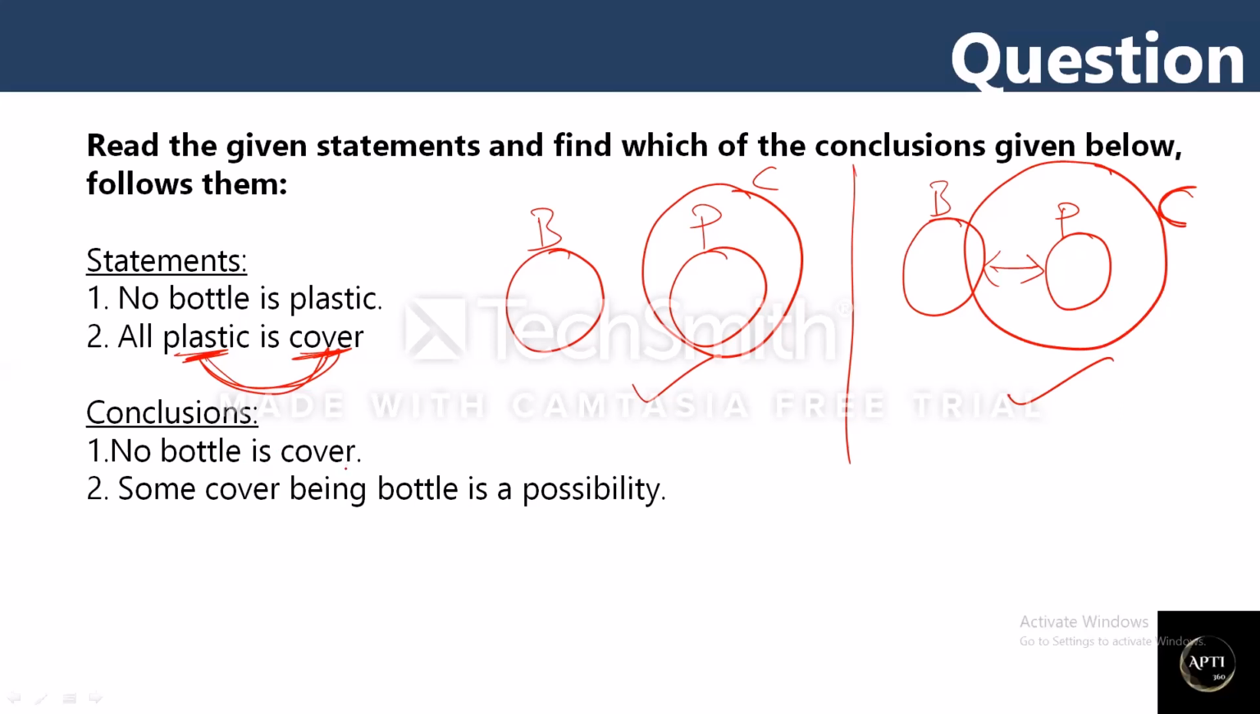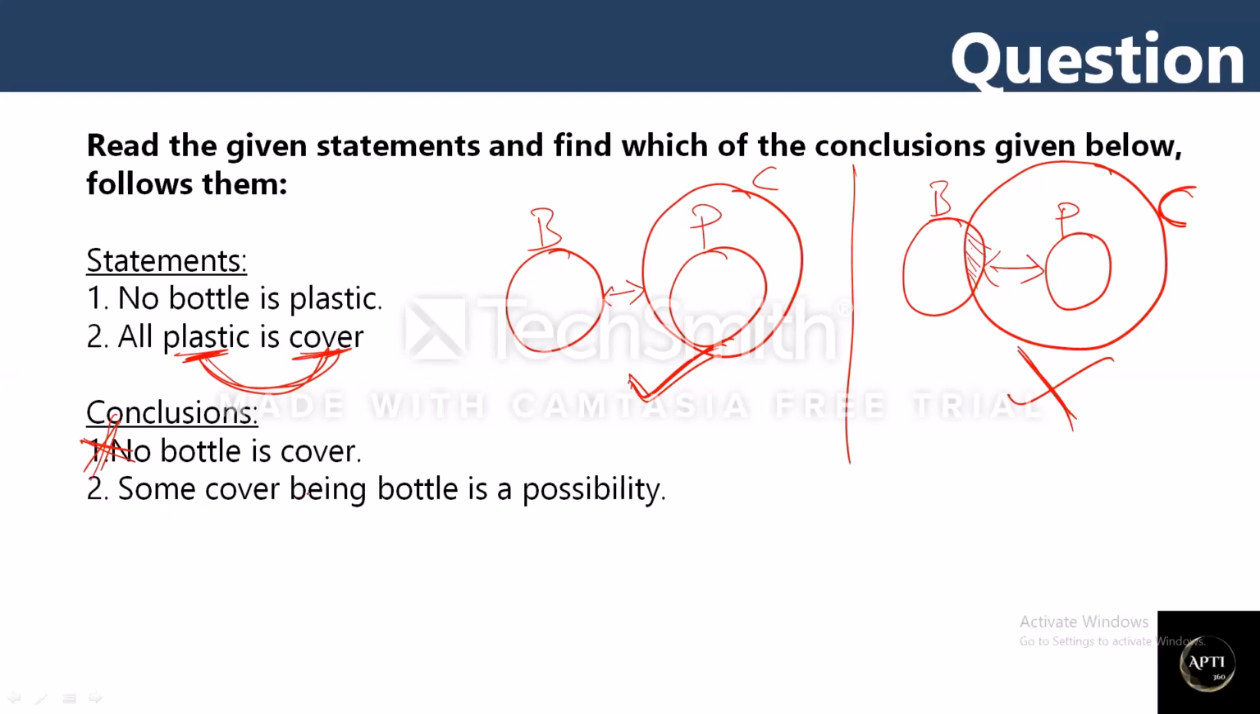No bottle is cover. Okay, no bottle is cover, is that correct? No bottle is cover means, of course, there is no connection between bottle and cover. Now the minimum case is satisfied. Now if you observe the maximum case, is there any connection between bottle and cover? Here some part of cover is nothing but bottle. Okay, so the maximum case is not satisfied for the first conclusion. So can I say that the first conclusion is correct? No. When can we say the first conclusion is correct? When it satisfies the minimum case and the maximum case. If any case is not getting satisfied, we can't say that it is our conclusion.